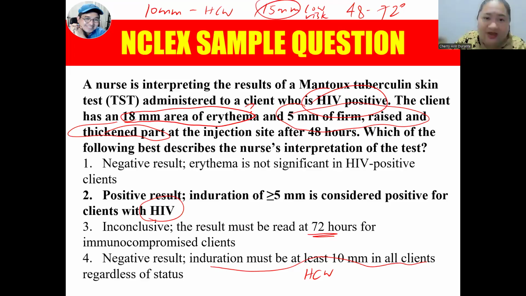So it requires like a 15 millimeter induration for low risk. Moderate risk, that's 10 millimeters. Healthcare workers are included there. But as I've mentioned, for HIV positive, they are less reactive because of their immune compromisation. So a 5 millimeter or more is considered already positive. Got it, guys? I think many of you got 2 as the answer.